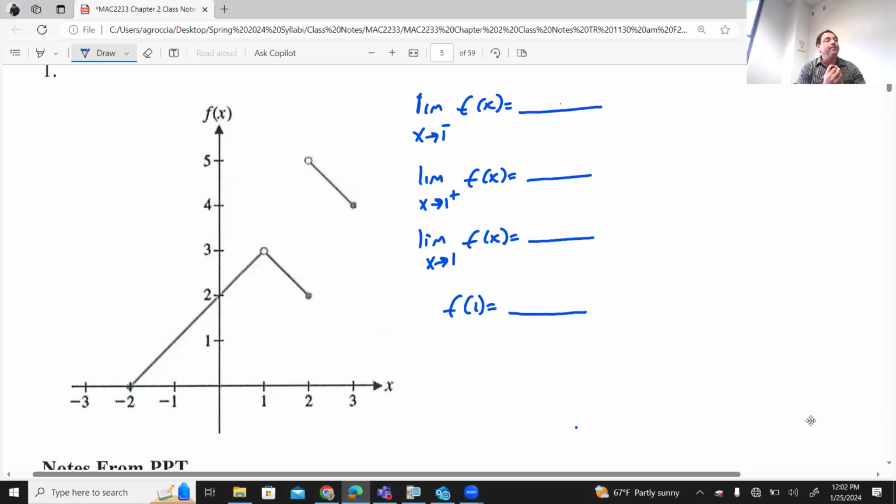Now, having said that, let's go nice and slowly. Just to be clear, we're investigating 1. That's the focus, right? x is 1. So coming from the left, notice my little pencil moving. As we get closer and closer to 1, what y value are we getting closer and closer to? 3. Perfect. So the limit as x approaches 1 from the left is 3.